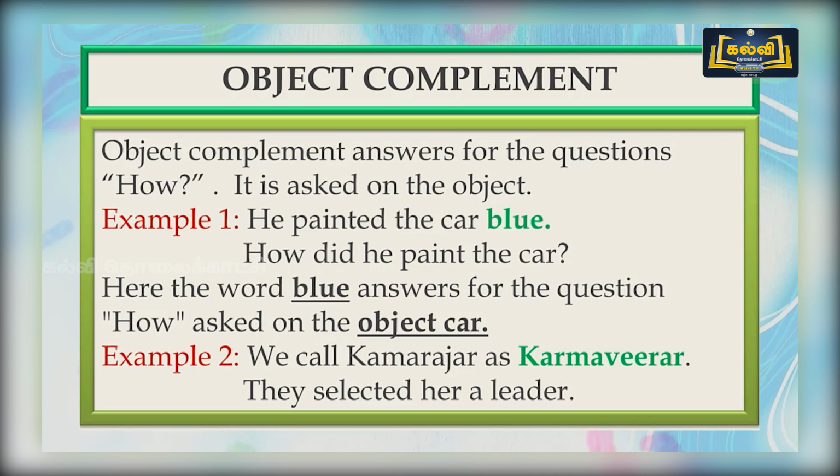So in this also there are two types of complements, object complement and subject complement. Object complement answers the question how. It is asked on the object. Example 1, he painted the car blue. How did he paint the car? Here the word blue answers the question how, used on the object car. So it is an object complement. Example 2, we call Kamarajar as Karmaveerar. So they selected her a leader. Here also these are object complements.